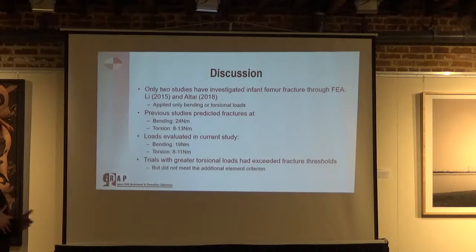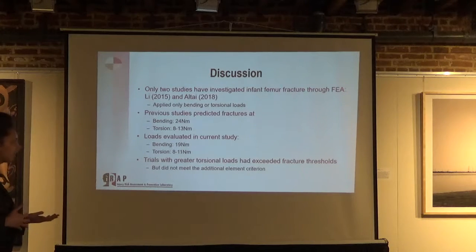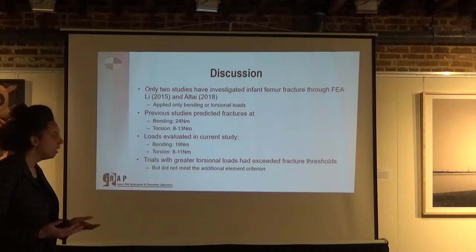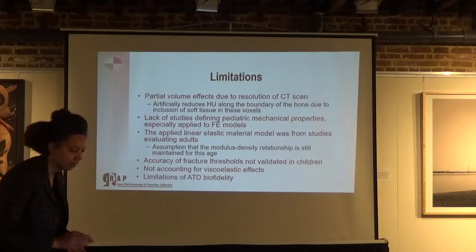Although we did have trials that were similar to those previous studies with fractures, the ones that were in this range of torsion had exceeded the fracture thresholds, but they didn't meet that additional criterion to be classified as a fracture. In addition, this torsion was typically associated with the ATD landing on the ankle and twisting and having it flipped, so it was potentially associated with a fall dynamic that is less realistic of an actual child impacting the ground.